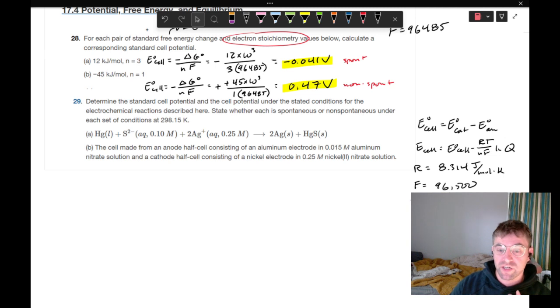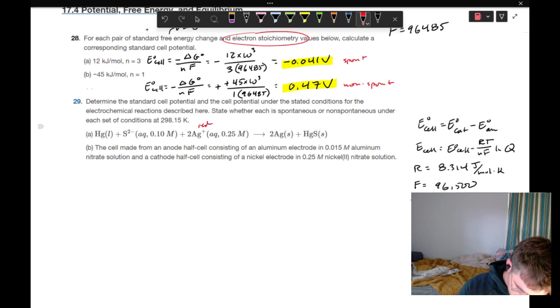Question 29. Determine the standard cell potential and the cell potential under the stated conditions for the electrochemical reactions described here, and state whether each is spontaneous or non-spontaneous under each set of conditions at 298.15 Kelvin. 298.15 Kelvin is your standard temp generally. And we're given this mercury and sulfur and silver. And looking at this, it seems we have some liquid, aqueous, aqueous, solid, solid. Okay, so we can simplify a couple of things here.